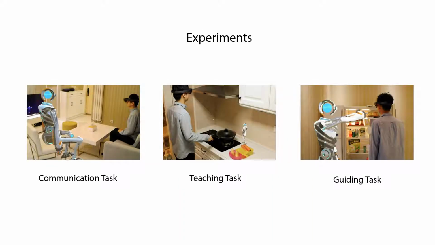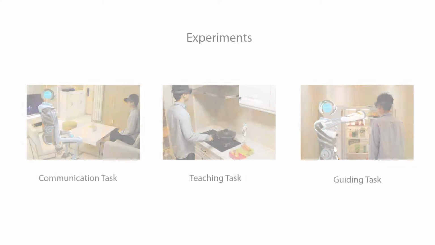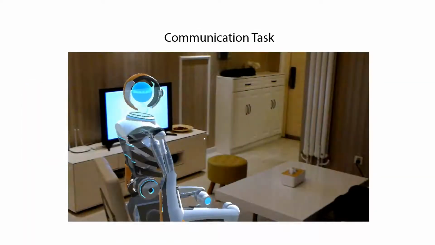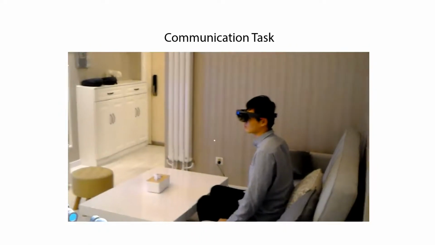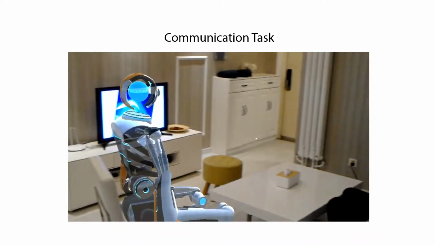We design three types of interaction tasks which cover the common interactions between users and virtual agents. They are communication task, teaching task and guiding task. Optimized by our spatial cost, the virtual agent sits on a chair and communicates with the user, maintaining a certain social safety distance with a reasonable orientation.